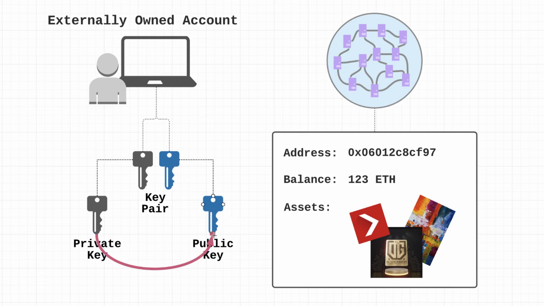Now, what is the relationship between this public key and the address? Whenever you have a public key, you can generate the address. In order to generate the address from a public key, you essentially take the hash of this public key, and it's kind of weird, but you take the last 20 bytes of that hash and then you add a 0x to the beginning of it, and this is going to give you your address.